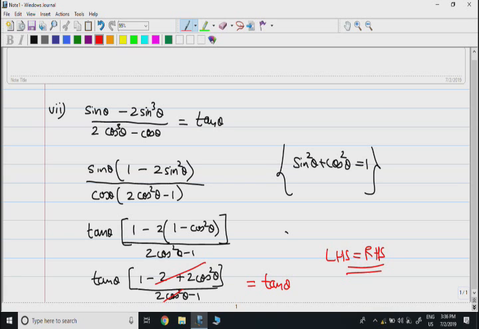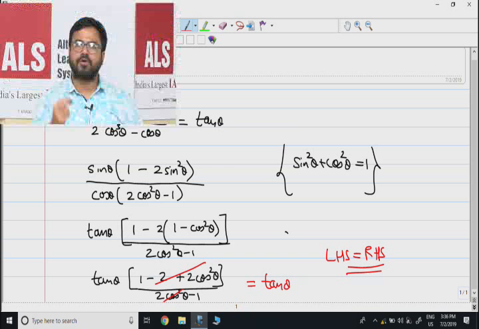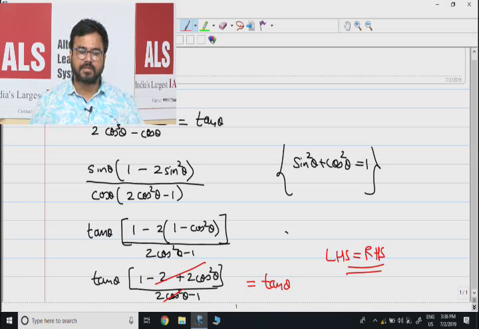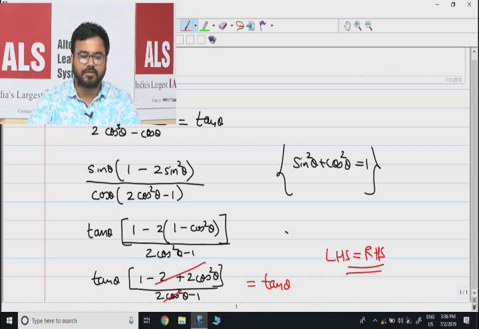So in this question, what we have done is taking sin theta as common and cos theta as common, and using the first identity, sin square theta plus cos square theta equal to 1, we can convert sin square theta in terms of cos square theta, and the things get cancelled out. So this was question number 7.